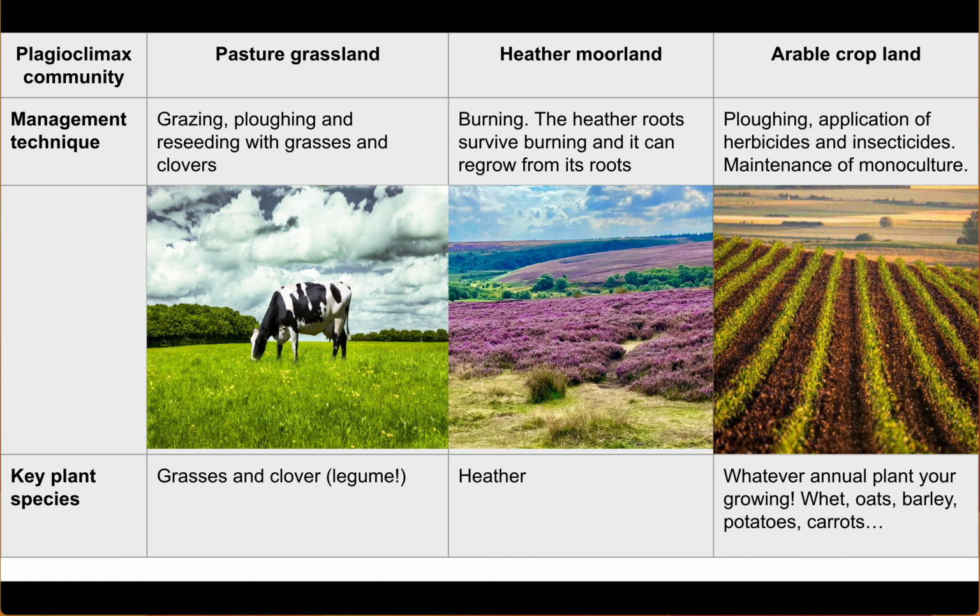And then last but by no means least, all those fields around Taunton that are full of potatoes and whatever they're full of, they clearly are not the climatic climax community. So how come they're not? Because they get ploughed every year. And the ploughing, of course, turns the soil upside down, and anything that's growing on the surface just gets buried. And of course, they also apply herbicides, chemicals that kill the weeds, or they pull them out by hand, or whatever mechanism you use. There's a management technique to maintain it as an arable cropland.